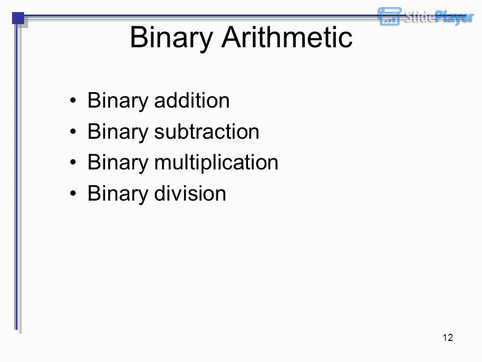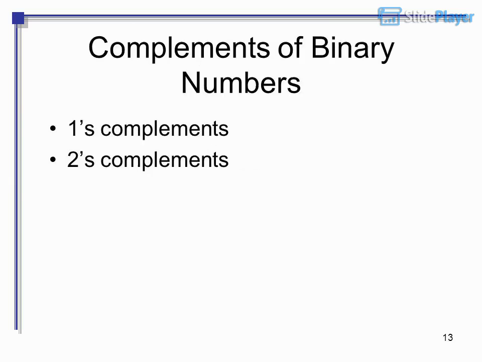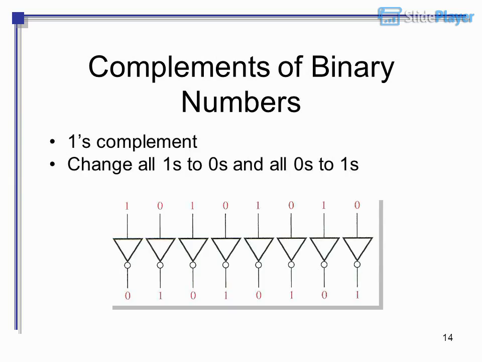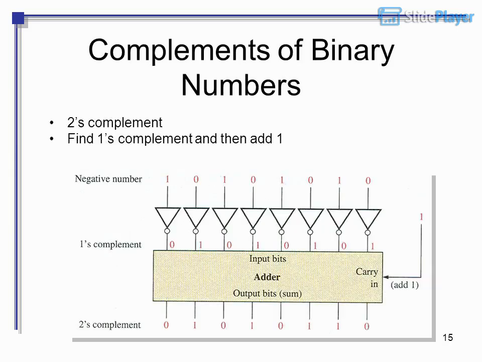Binary arithmetic: binary addition, binary subtraction, binary multiplication, and binary division. Complements of binary numbers: 1's complement and 2's complement. For the 1's complement, change all 1's to 0's and all 0's to 1's. For the 2's complement, find the 1's complement and then add 1.